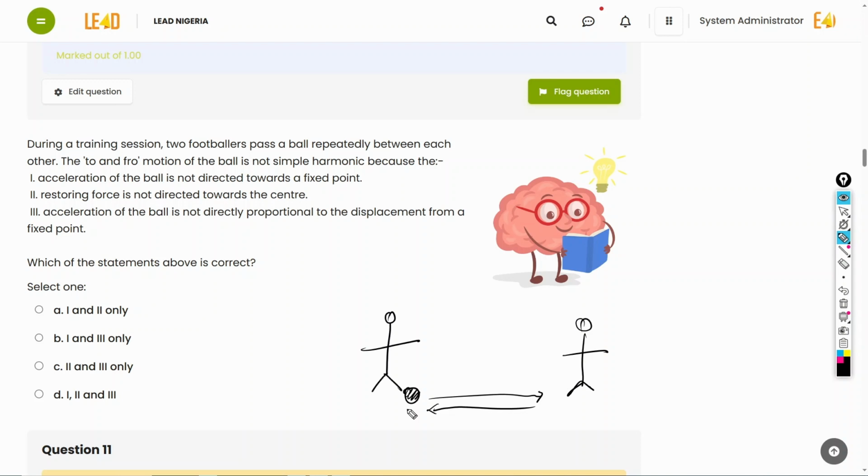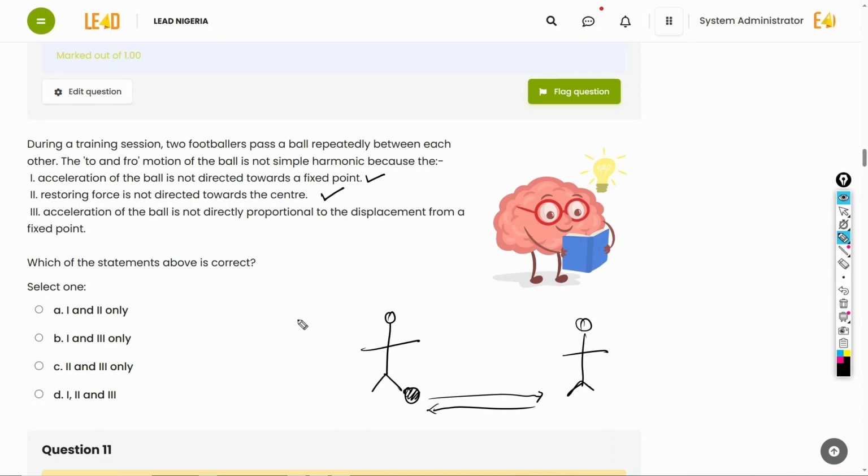Okay, acceleration of the ball is not directed towards a fixed point. That is very true. All right. So it's not a system where the acceleration is directed towards a fixed point. There's no restoring force, as it were. The restoring force is just them kicking the ball back to each other. So there's nothing pulling it to a middle point. All right. So that already discounts both 1 and 2.